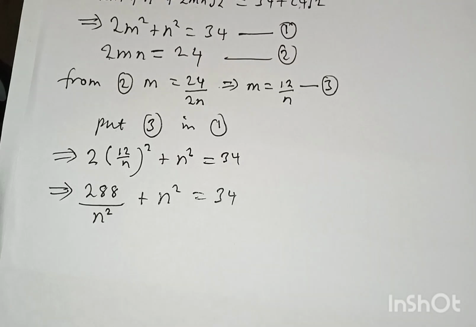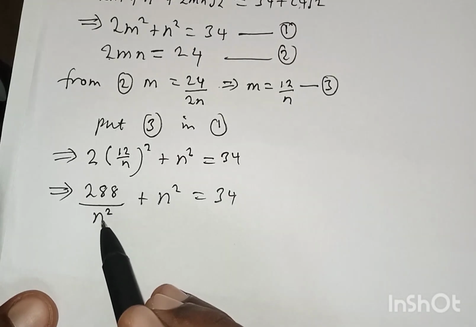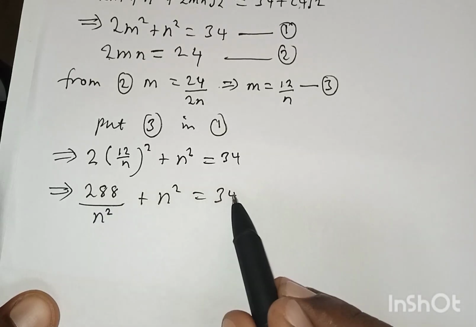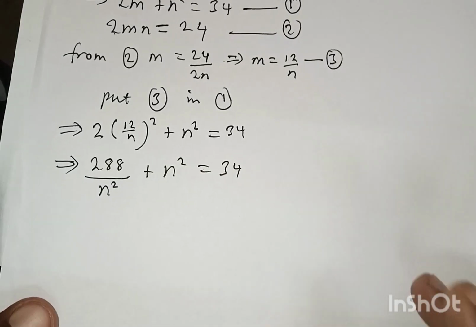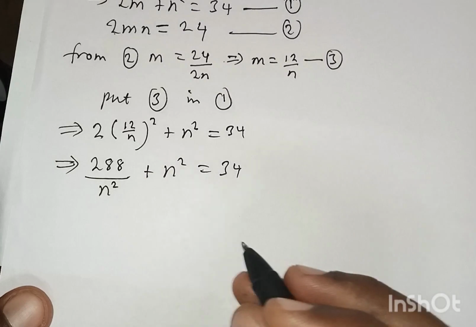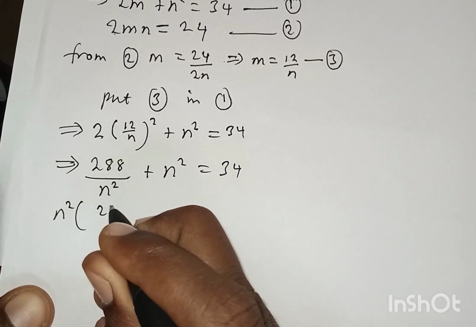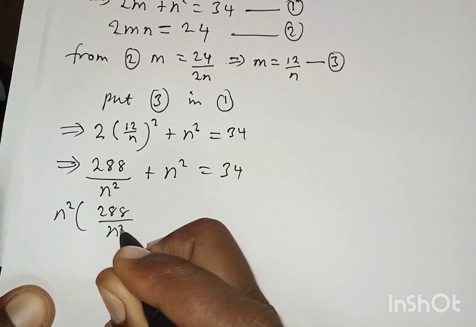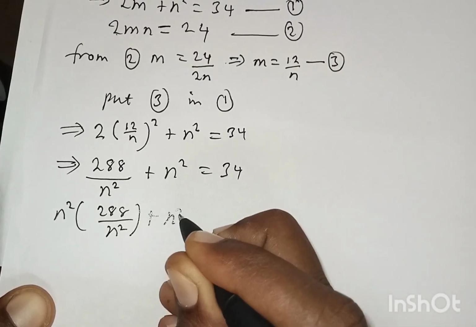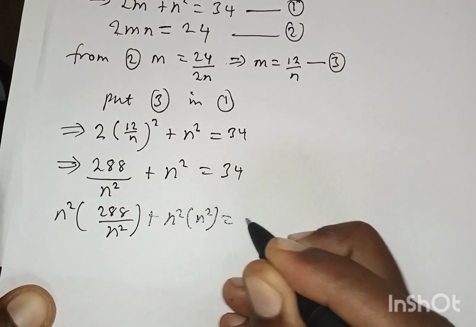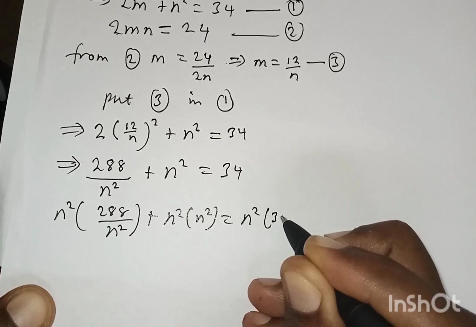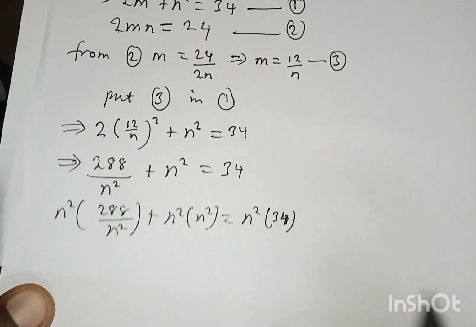Now from here, you can multiply each term by the LCM. The LCM here is n square. So multiply here by n square, here by n square, here by n square. So now we have n square multiplied by 288 over n square, plus n square multiplied by n square, equals n square multiplied by 34.